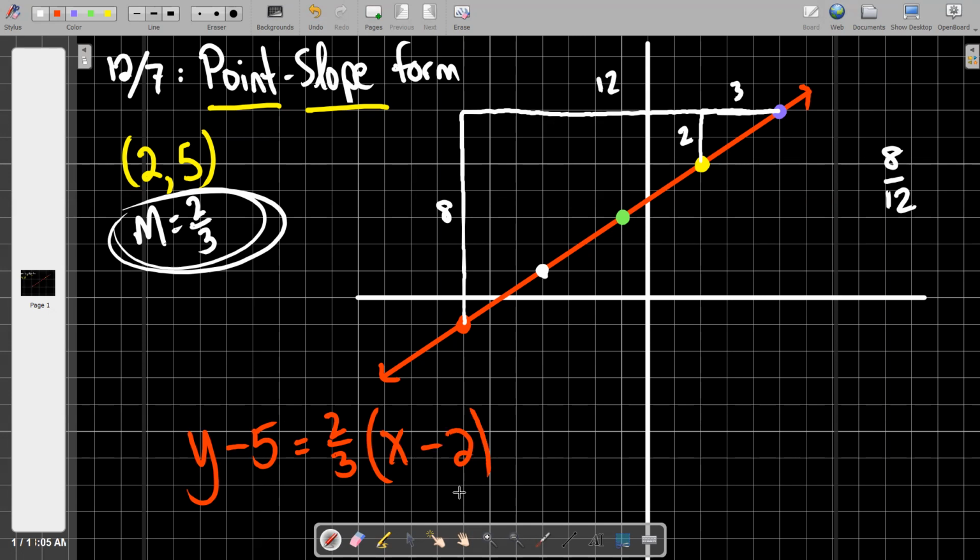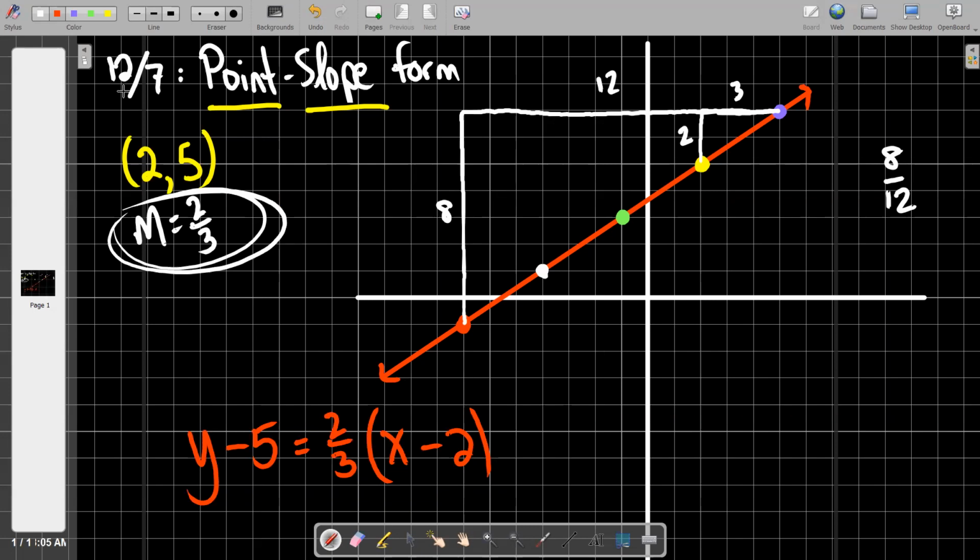I know that not everyone listens, so I have to pause and make sure you're listening. Don't do anything with this equation beyond this point. Don't distribute, don't get y by itself, don't do any of that stuff. Are we clear?